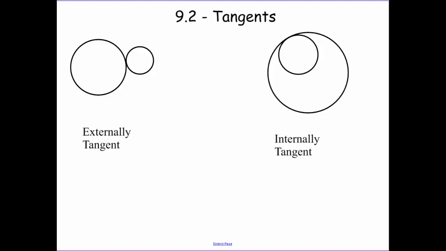Today we're going to be talking about tangents. Two circles are externally tangent when the two centers are outside of each other, but they are tangent, which means that they have one intersection point. Okay, so they're externally tangent.